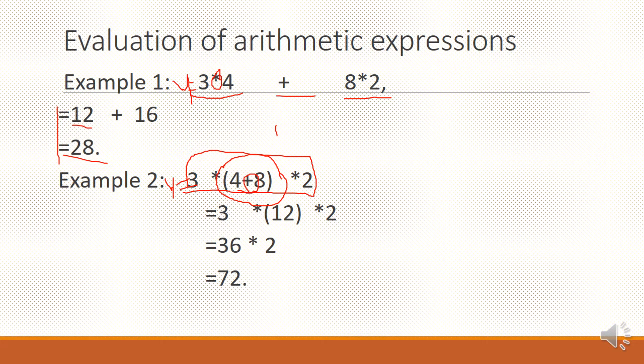Okay, 4 plus 8 first you have to do, because the bracket is the first precedence. That is 8 plus 4 is equal to 12. Afterwards I will write it as it is. Next one, you see, this is the example for associativity.